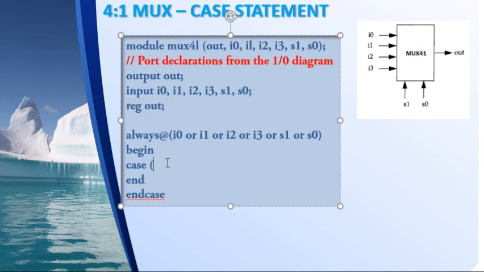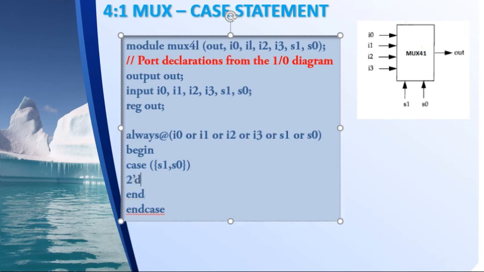Now coming to the case statement. The case expression will be the select lines. I have declared the select lines as scalar quantities, that is S1 and S0. But the case expression should be compatible with the case values that I am going to verify with, as we have seen while discussing the example for the case statement. So what I'll do is concatenate S1, which is the most significant bit, and S0. Now S1 S0 has become a single entity. Now it is a 2-bit vector.